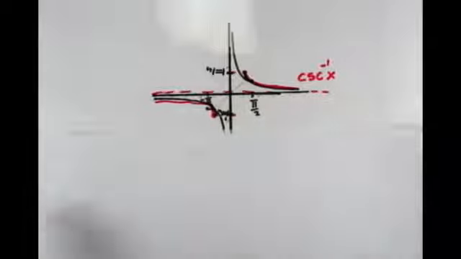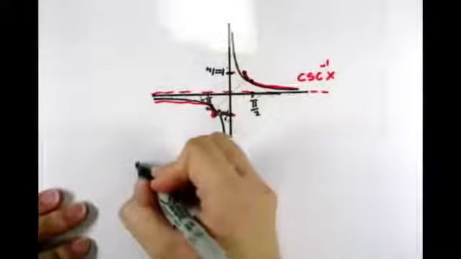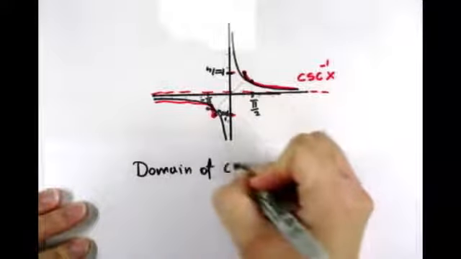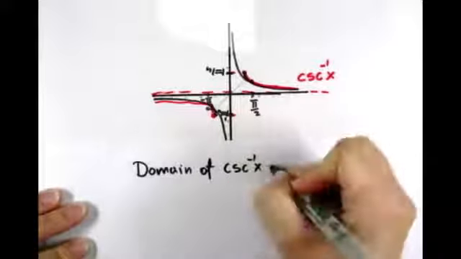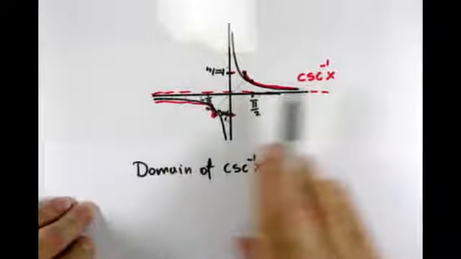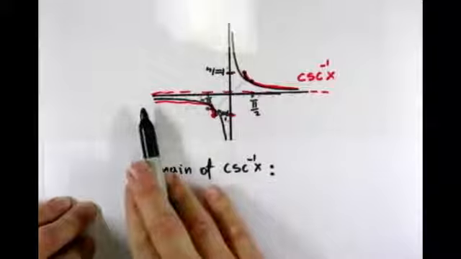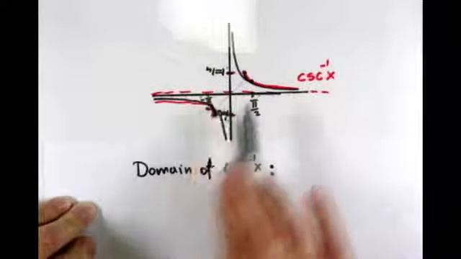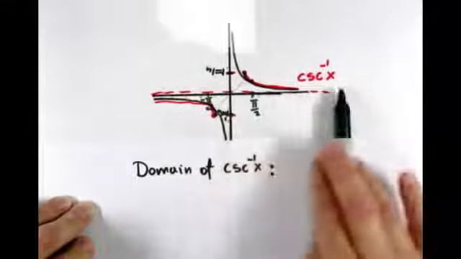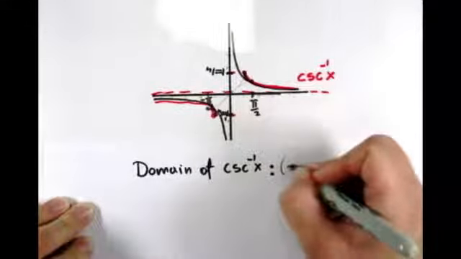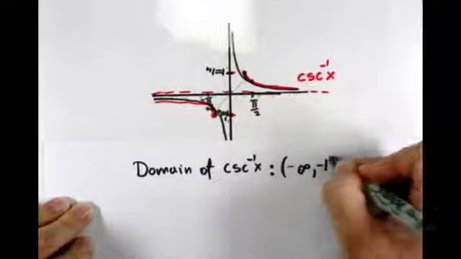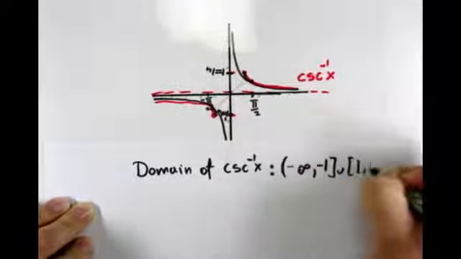And let's find the domain and range of the inverse. Domain of cosecant inverse x, domain on the x-axis. So we have the graph from minus infinity up to this point, and that point is minus 1. And then from this point to infinity, so from 1. So we have minus infinity to minus 1, and then from 1 to infinity.